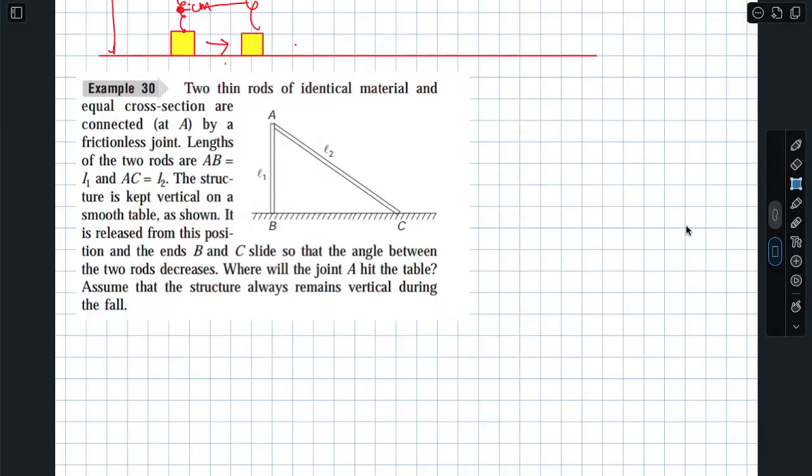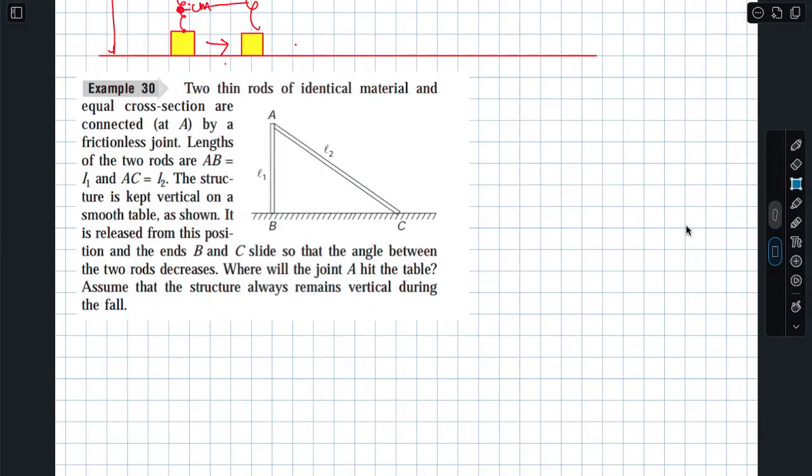You have two thin rods of identical material and equal cross sections connected at A by a frictionless joint. The lengths of the two rods, AB and AC, are given. The structure is kept vertical.